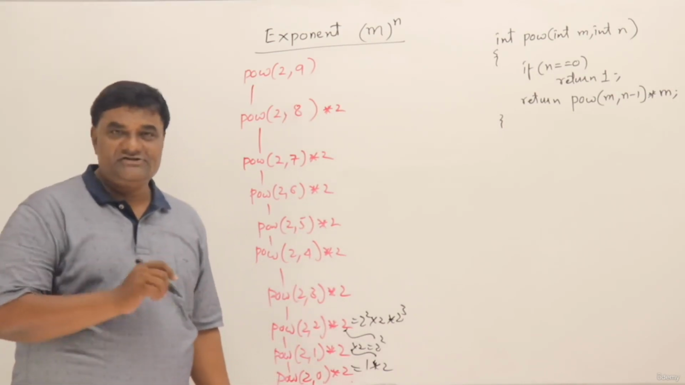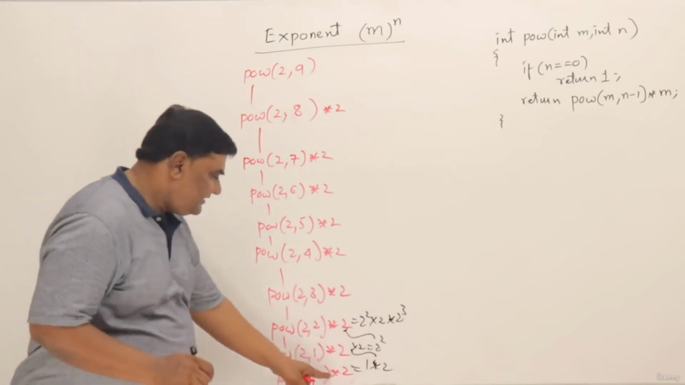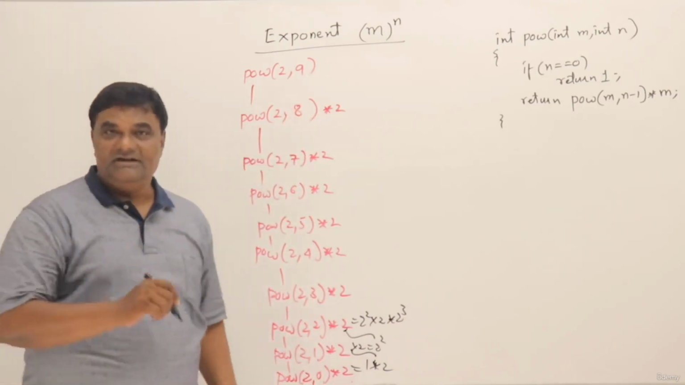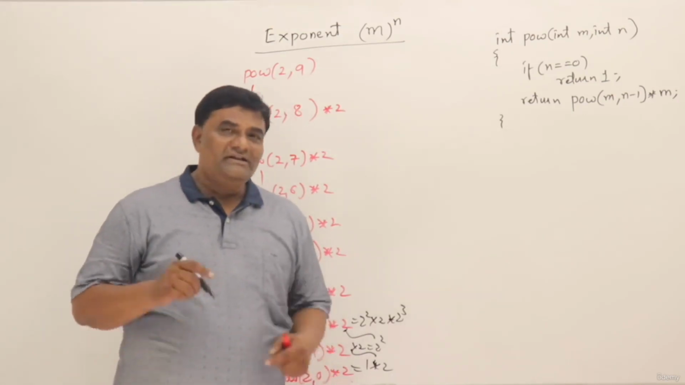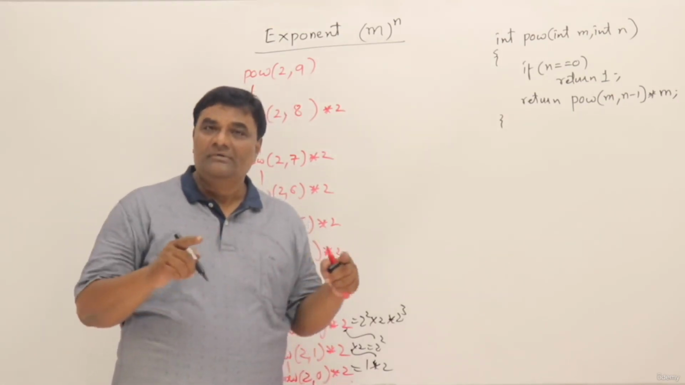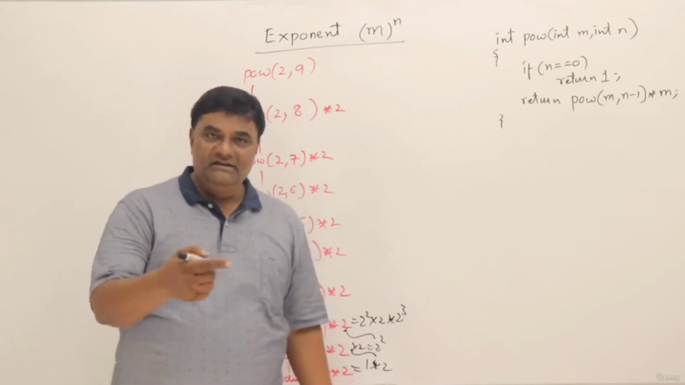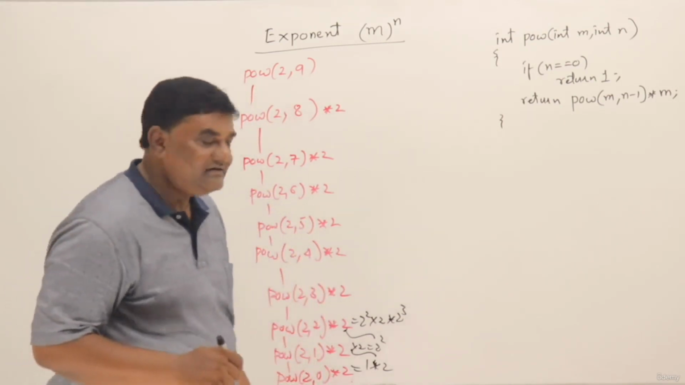Now one more thing we should observe here: how many multiplications it is performing in total. 1, 2, 3, 4, 5, 6, 7, 8, 9. So a total of 9 multiplications are performed. Is it possible to compute this with a smaller number of multiplications? Let us check.